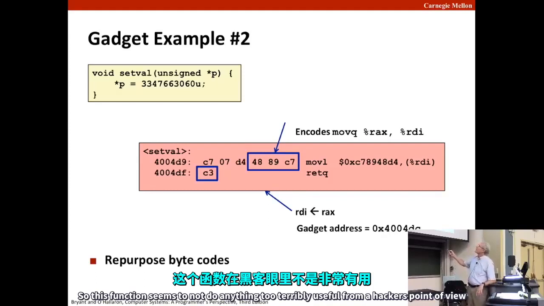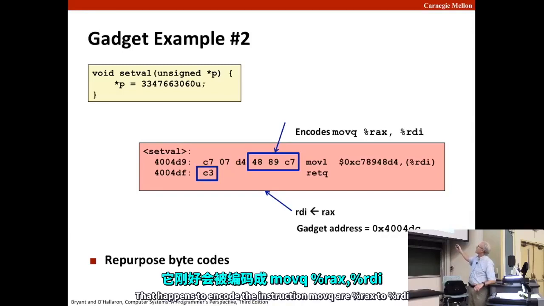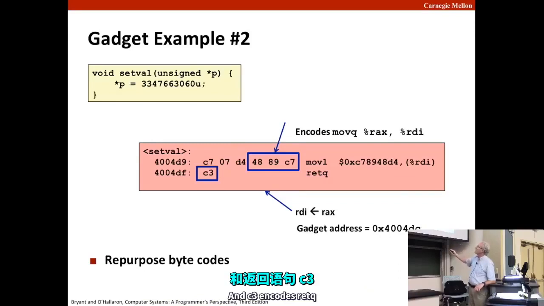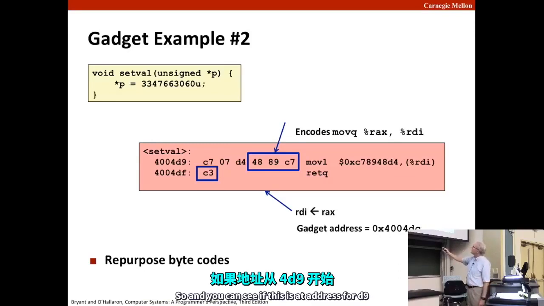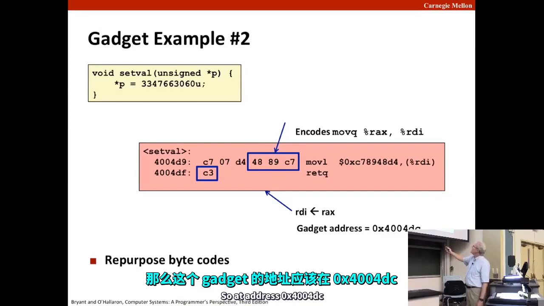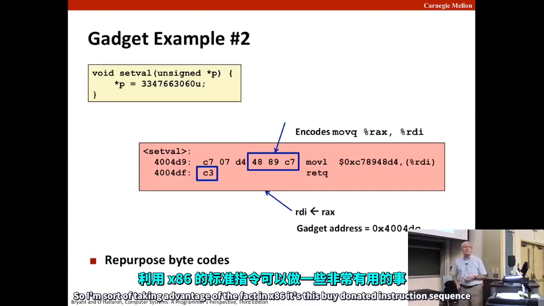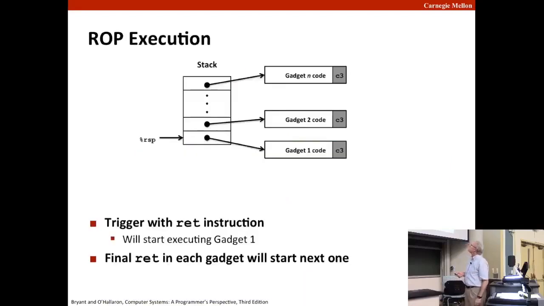So this function seems to not do anything terribly useful from a hacker's point of view. But if you look at this particular byte sequence, it happens to encode the instruction movq RAX to RDI, and C3 encodes ret. You can see if this is at address 4D9, that's 4DA, 4DB, 4DC. So at address 4004DC, if you could start executing here, it would first do a move, and then it would do a return. So I'm taking advantage of the fact that in x86 it's a byte-oriented instruction sequence, and if I go off the aligned instructions, I can often find useful things to do. So that's what's called a gadget.